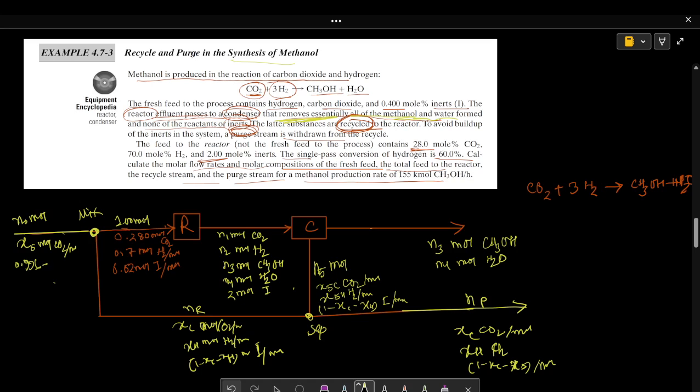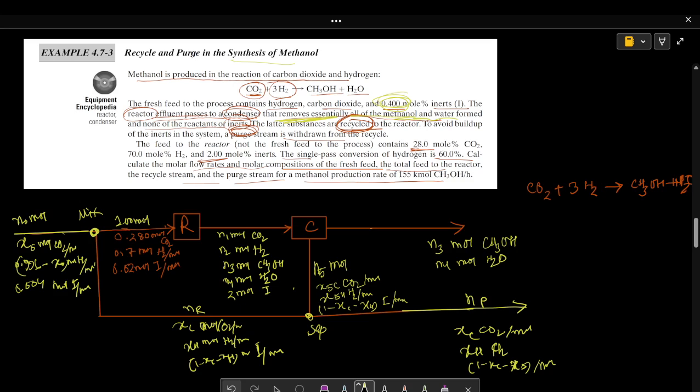And 0.996 minus x0, because the question here is saying that the inerts feed to the process is 0.4 mole percent. So this will be 0.004 mole inert per mole. The other component will be hydrogen, so 0.996 minus x0 mole hydrogen per mole.